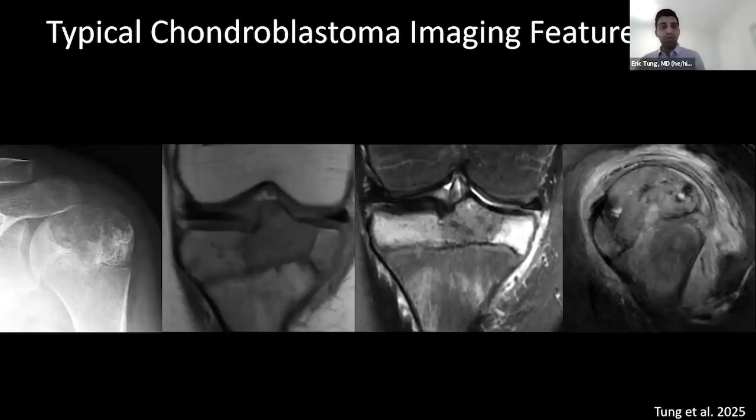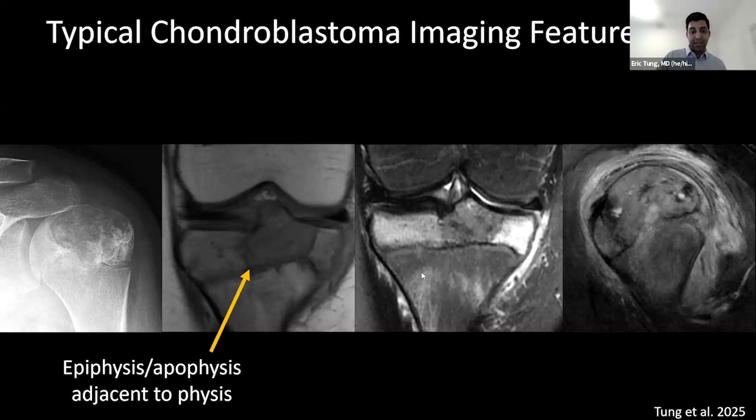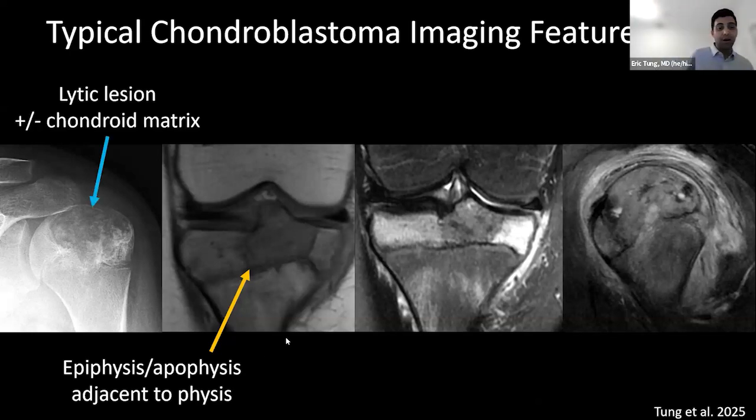And so when we think about the typical chondroblastoma imaging features, these are some classic examples. As I mentioned, it often involves epiphyses or apophyses and is very close in proximity to physes, especially if the child is skeletally immature. On radiography or CT, they present as lytic lesions. They may have chondroid matrix, but they may not. So the lack of chondroid matrix should not dissuade you from thinking about a chondroblastoma.